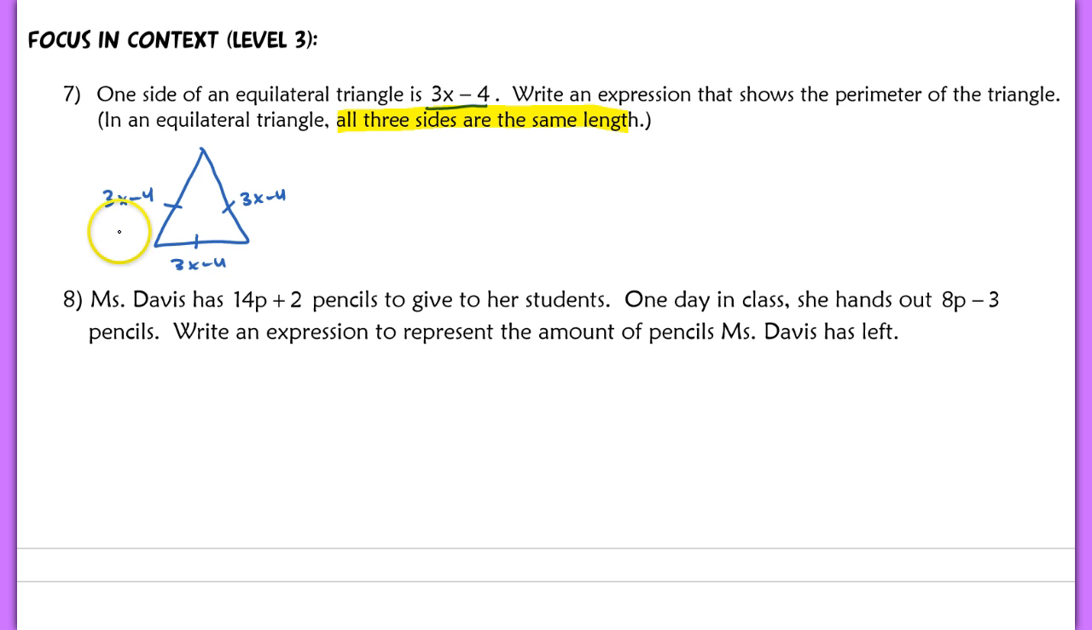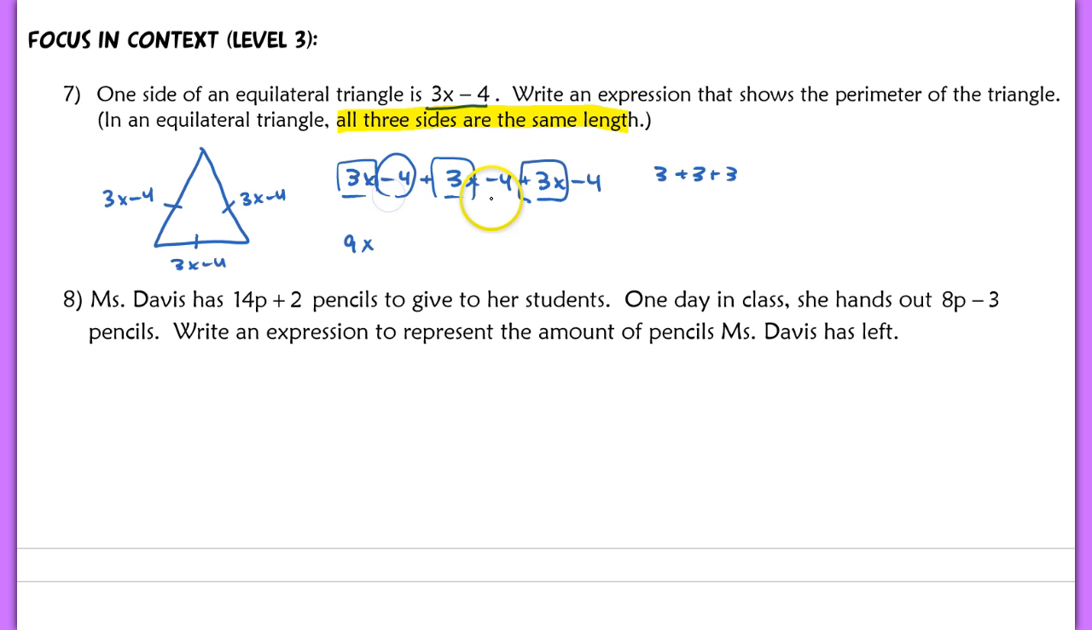Now we could combine like terms by adding all three sides like this. Okay, and in that case we would add 3x 3 different times. So 3x plus another 3x plus another 3x gives me 9x. In my calculator I just type in 3 plus 3 plus 3. And then for the numbers, here I have -4, -4, and -4. So I would type in -4 minus 4 minus 4. That would give me -12. So I have 9x minus 12 is the full perimeter of the triangle.